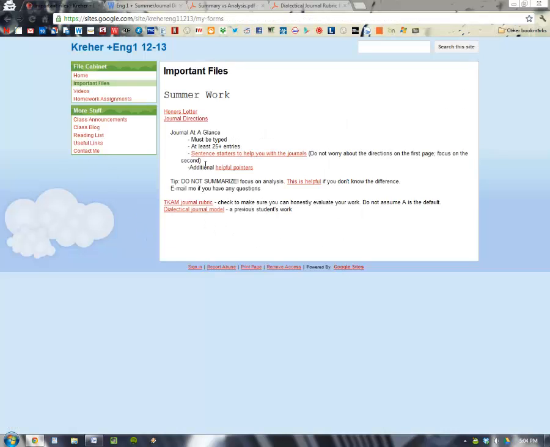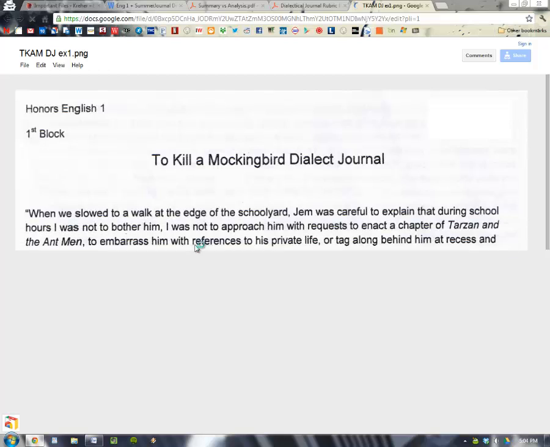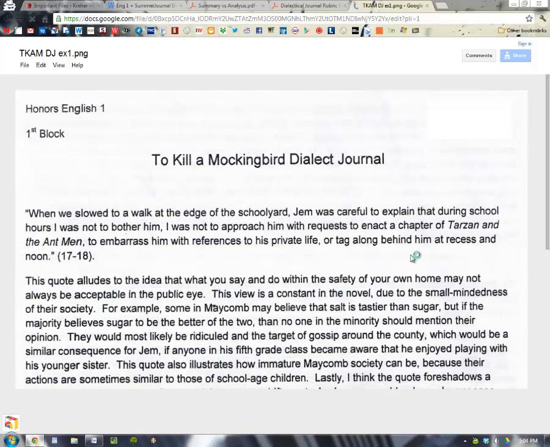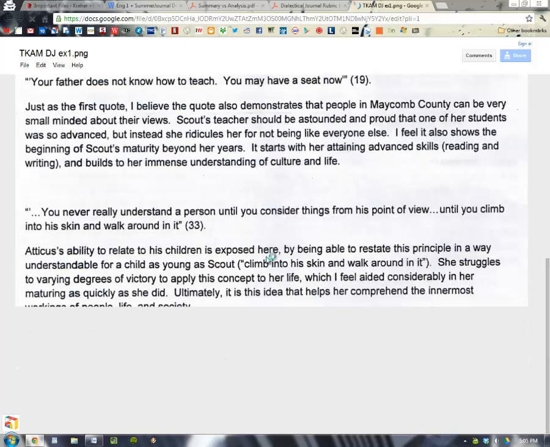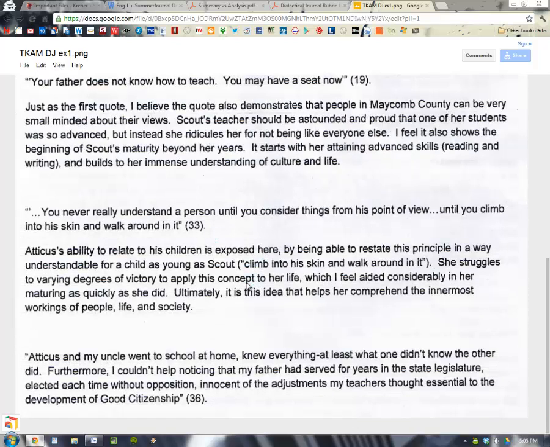Let's see here. Anything else that I think will help you? Obviously, seeing a previous student's work is always helpful. This isn't their whole dialectical journal, that would be silly, but you get a feel for it, and you see how it goes. The worst enemy is time.